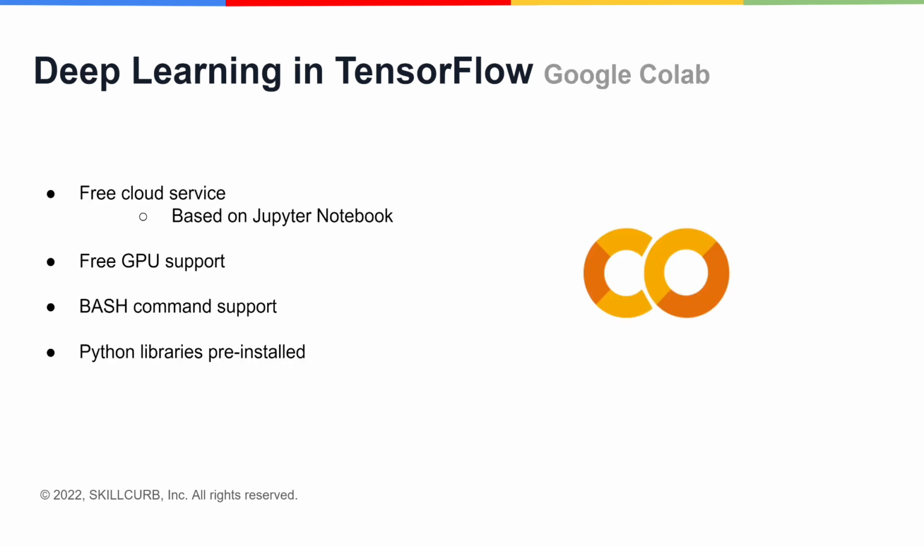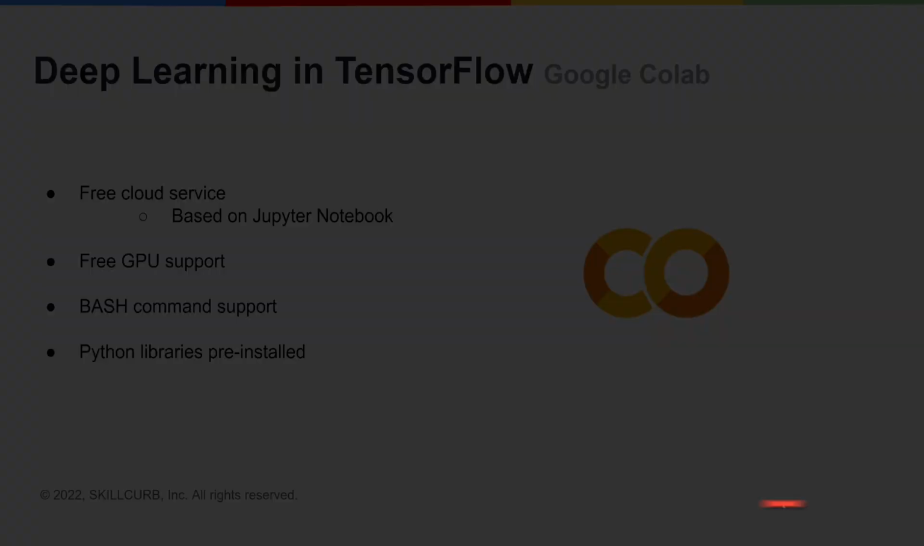Google Colaboratory, or Google Colab, allows anybody to write and execute arbitrary Python code through the browser and is especially well suited to machine learning, data analysis, and education. It is a free cloud service that is based upon the workings in Jupyter Notebook. It provides free GPU support, so CUDA cores can be utilized. Bash commands are also supported, and it comes with Python libraries pre-installed. That's about all you need to know about the tools associated with deep learning in TensorFlow.